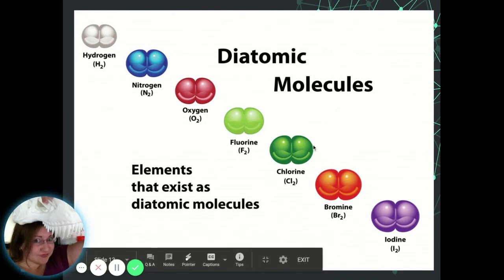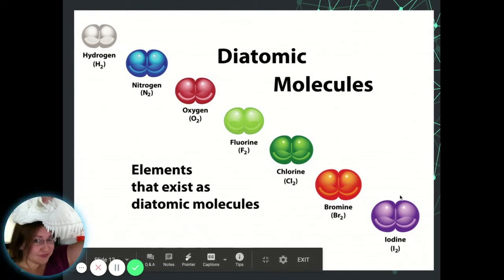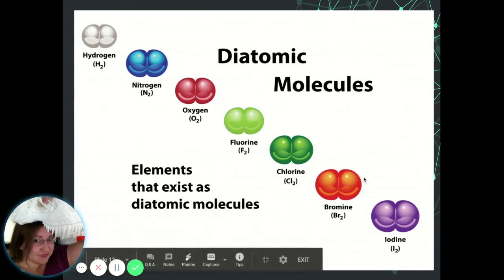So chlorine, you're going to find chlorine as Cl2, which means that you have two chlorine atoms bonded together. Iodine, I2, it's going to be an iodine and another iodine atom bonded together. So all of these elements, hydrogen, nitrogen, oxygen, fluorine, chlorine, bromine, and iodine, are all naturally found as diatomic molecules. These are not compounds because they're not made of different elements bonded together. It's the same element that's bonded together.